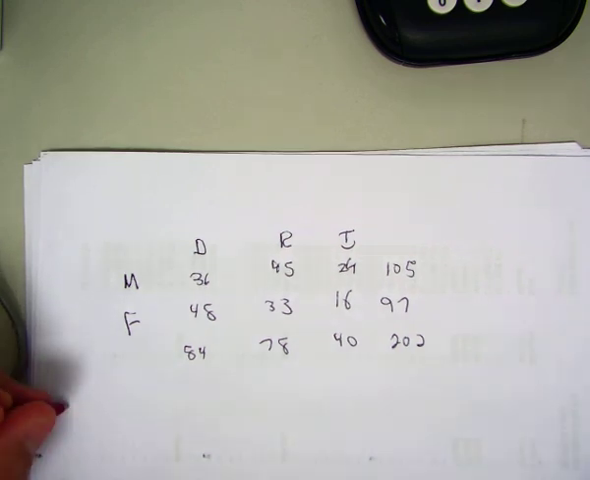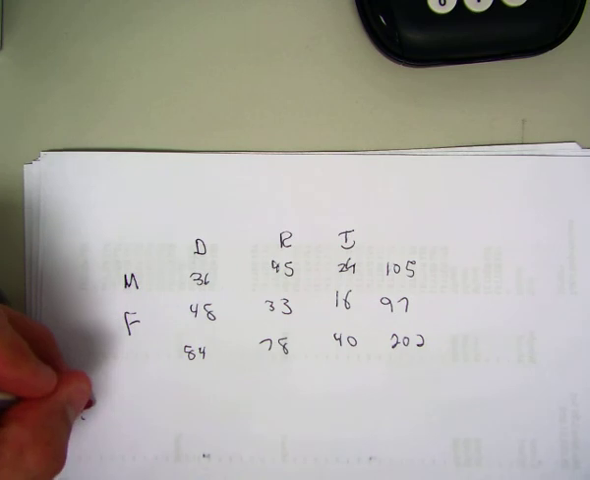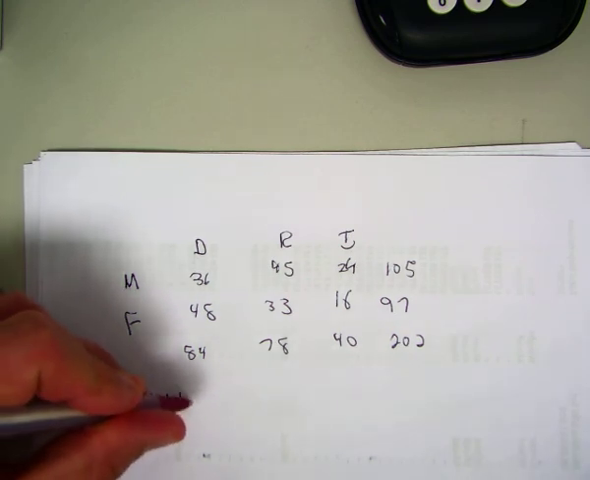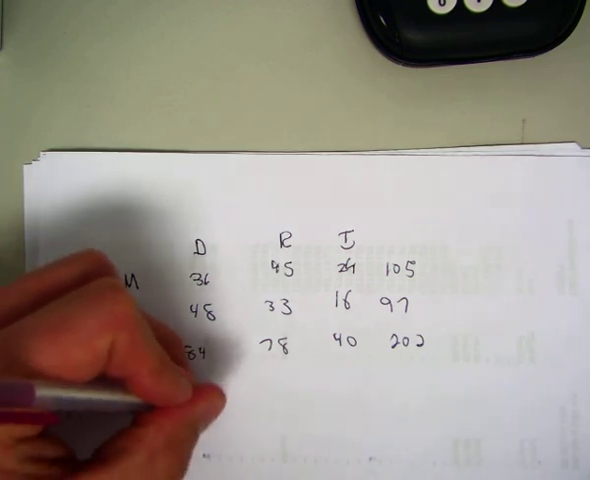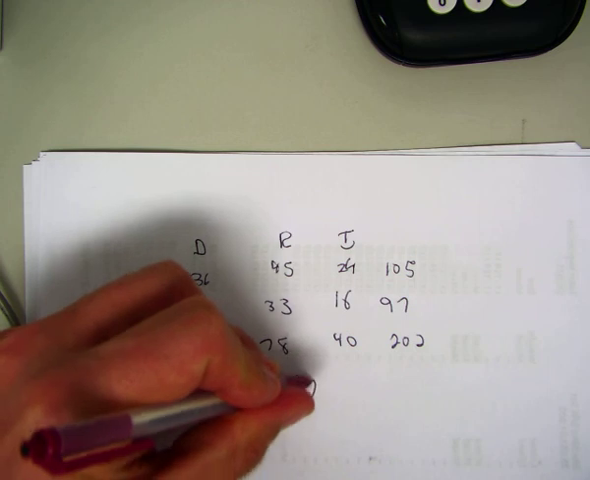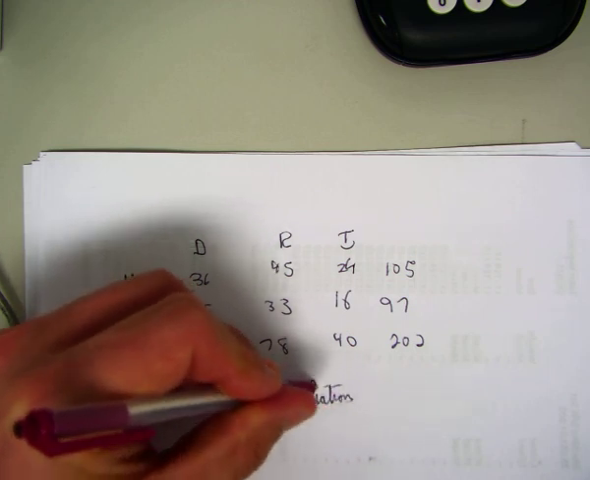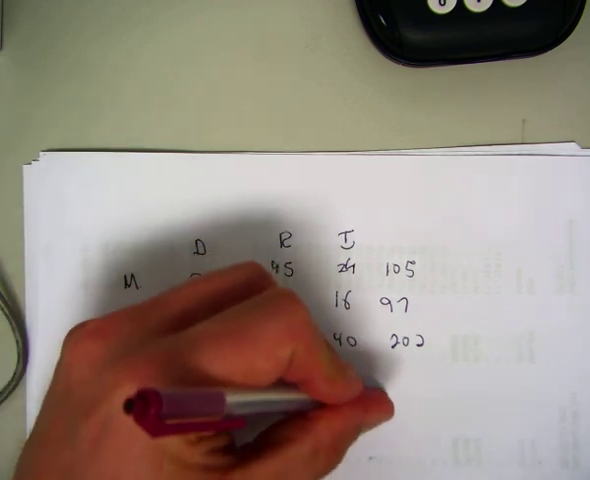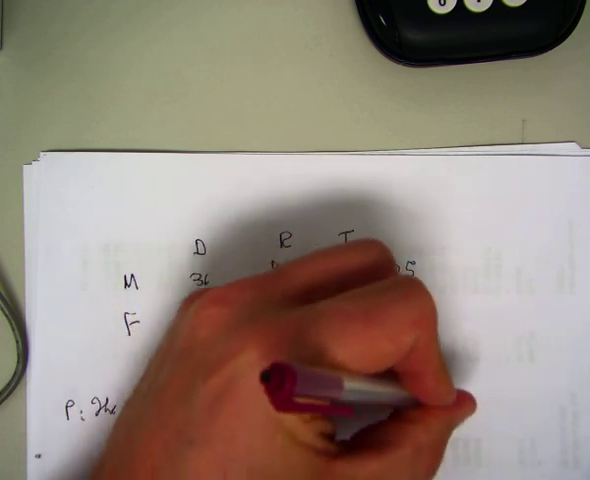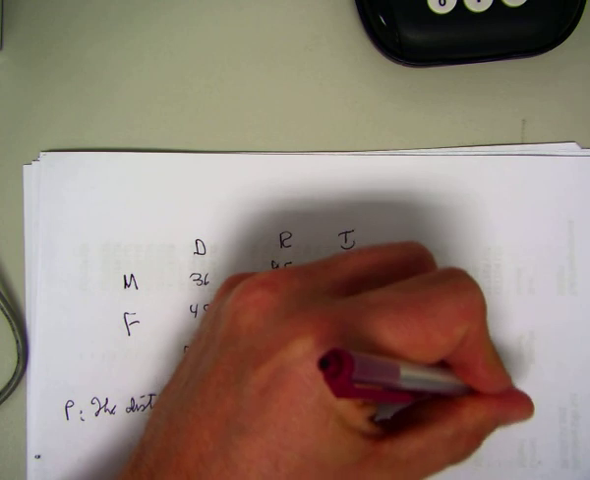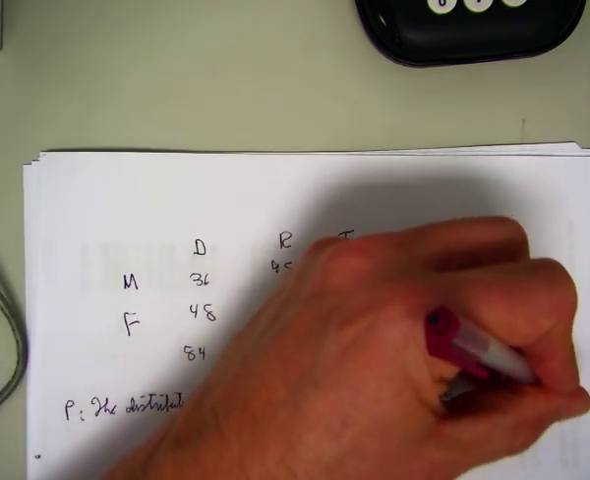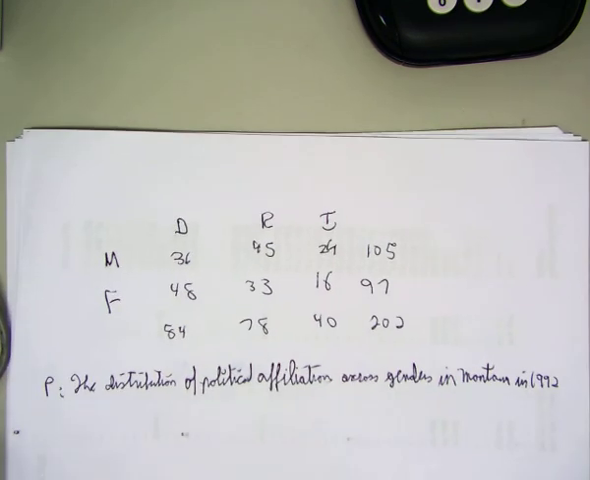Okay, so our parameter here is going to be the distribution of political affiliations across genders in Montana. And we could put, I guess, in 1992, because that's when this was done. So we'll make it more specific.